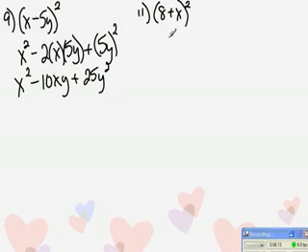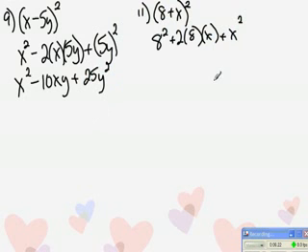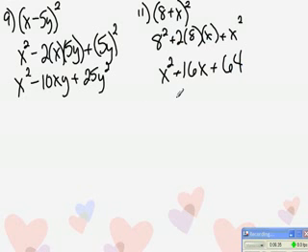Number 11. 8 plus x squared. Same pattern. First one squared plus 2 times the first one times the second one plus the second one squared. And if we want to put this in descending order like we're getting used to, obviously your x squared is going to come first. 2 times 8 gives me the 16x. And 8 squared would give me 64. Then our answers will look like they should.